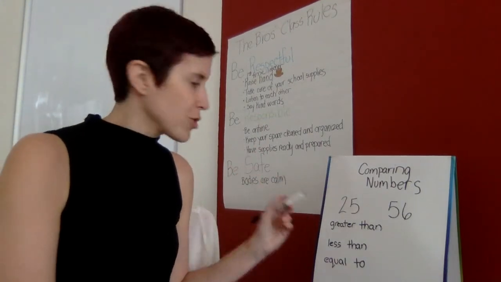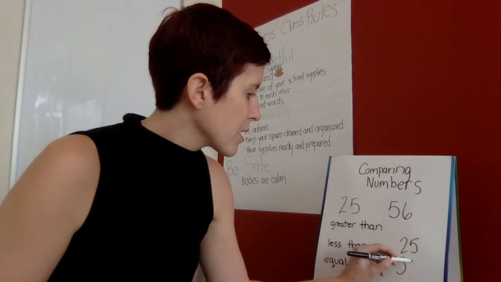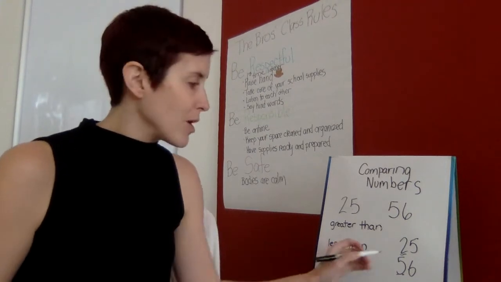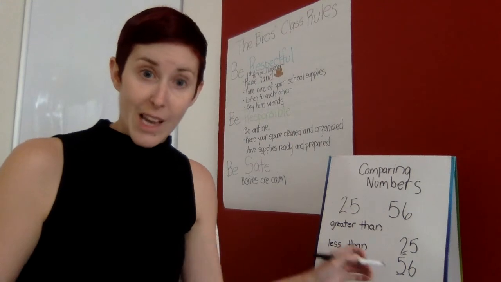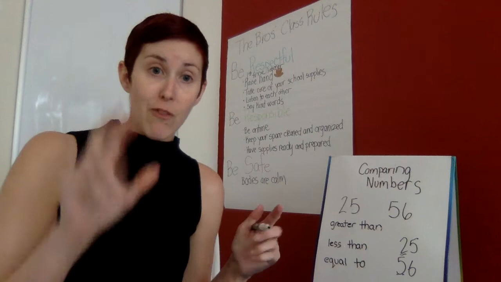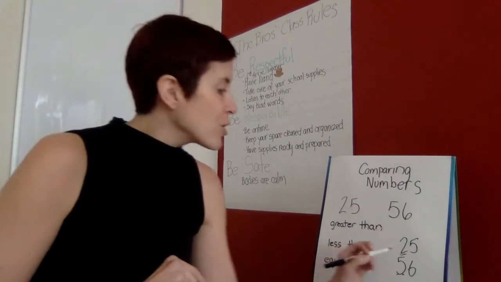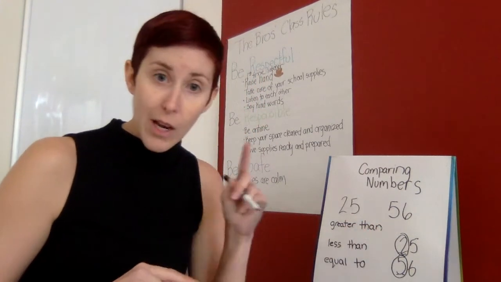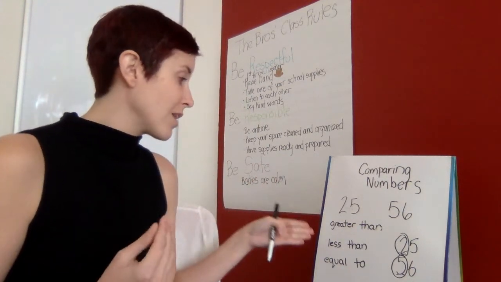Because I can also do this, and this is one of my other strategies. I'm going to look at 25, and then I'm going to look at 56. I'm going to look at the underlying digit of each one, which just means the underlying number. Is 2 smaller than 5? And you would say, yes, 2 is smaller than 5. If I had 2 cookies, I would not be as happy as if I had 5 cookies. So you can also look at the tens column, looking at our tens and our ones, to determine if something is greater than, less than, or equal to.